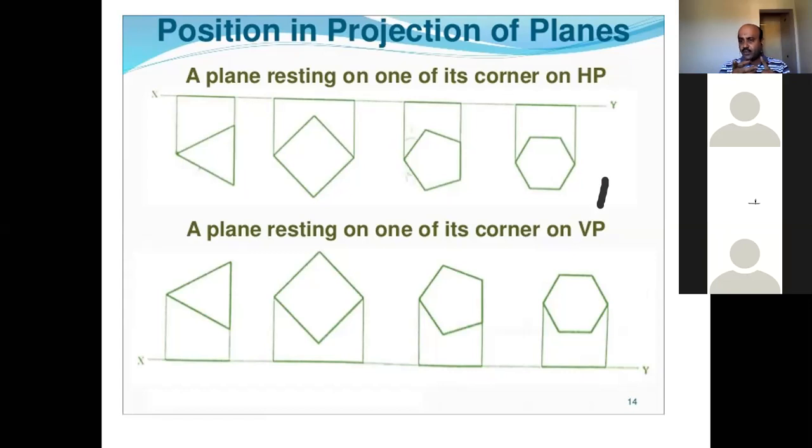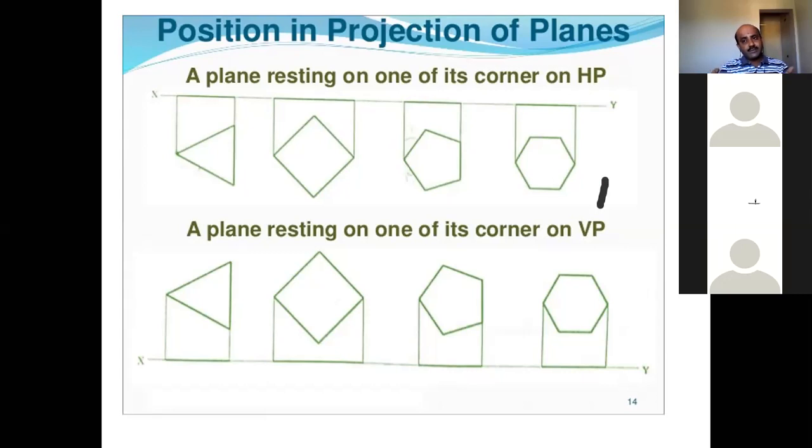Look at that. When the corner is on HP, you draw the true shape and true size directly on the horizontal plane, and the corner should come to your left. This is the one difference you are supposed to remember. When the edge is resting, you should get the edge to the left, and if the corner is resting, the corner should come to your left.